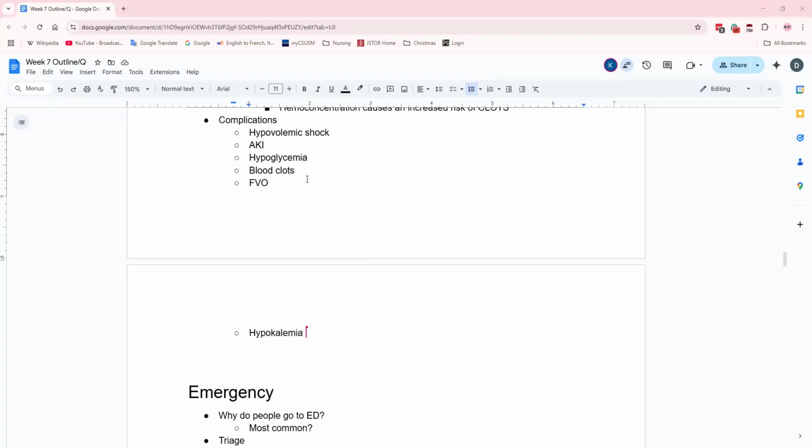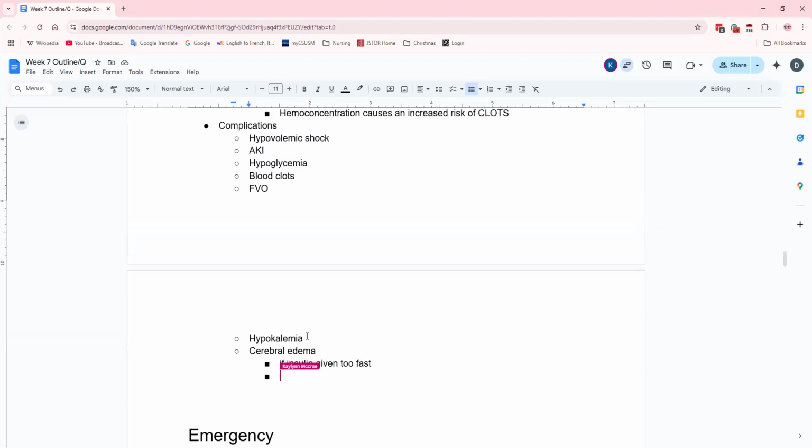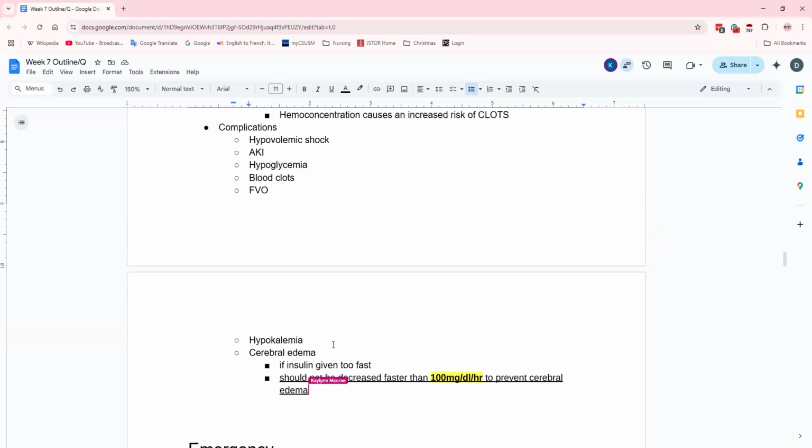Let's see, is there anything I missed? Ooh, I did miss one. We talked about it though. Cerebral edema. That's not how you spell cerebral. That's exactly why I had it written to the side. So this is if insulin is given too fast. So please remember this. If you give insulin too fast, you're gonna cause them to have a swollen brain. That is not a way to make your brain bigger and smarter, unfortunately. Do the opposite.